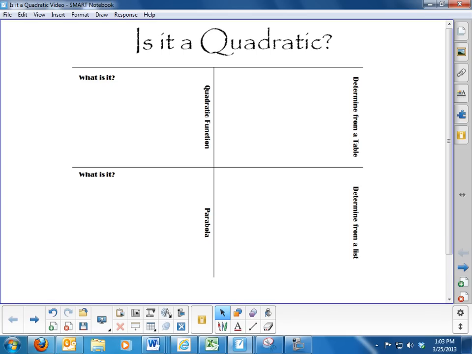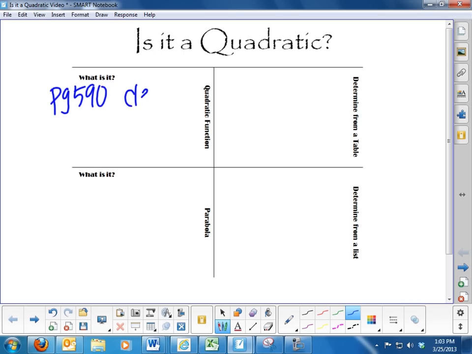So, starting with the yellow piece, Is It a Quadratic? Let's look at the first box. What is it? A quadratic function. So for this, you need to turn to page 590 in the textbook. So page 590, and you need to write down that definition. You're writing down the definition of what a quadratic function is. Okay? Make sure you include there the standard form of a quadratic function. Okay, so that's going to be your first box. Press pause after each of these and do them.